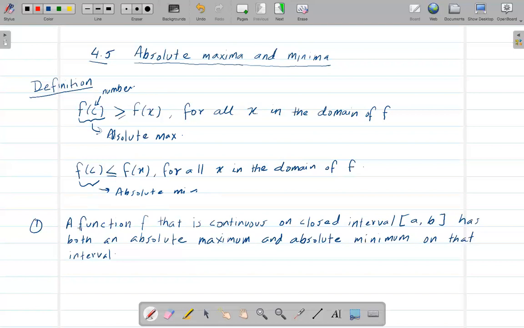Also, there is one theorem, which we don't have to prove, of course. If a function f is continuous on a certain interval, say a random function like this one that is continuous on the interval a to b, then in that interval you can always find both an absolute maximum and an absolute minimum. So that's the theorem. Anyway, let's move on.